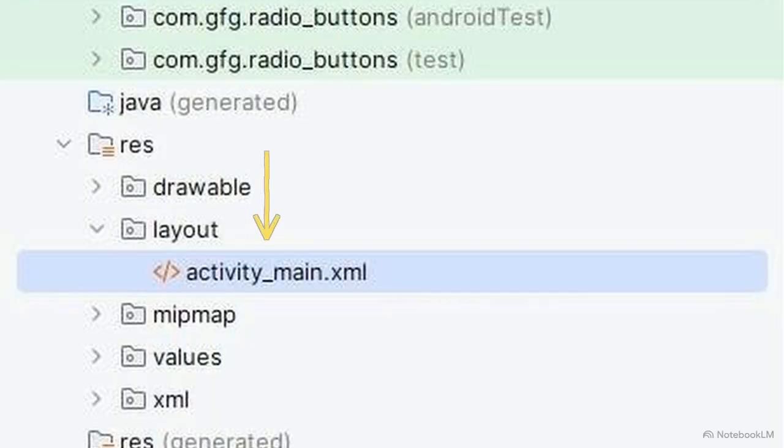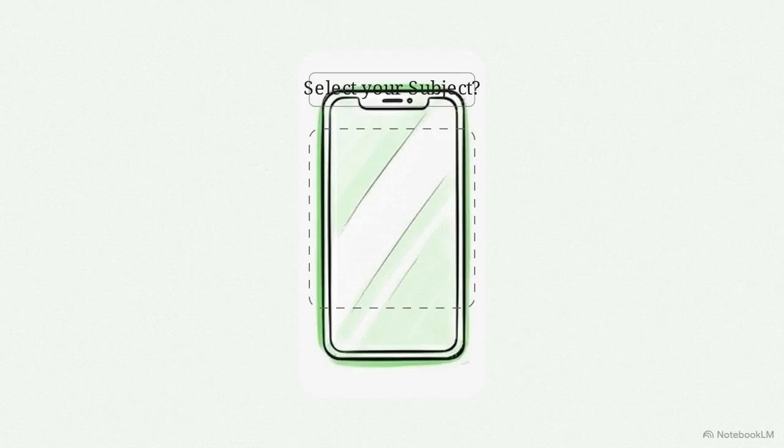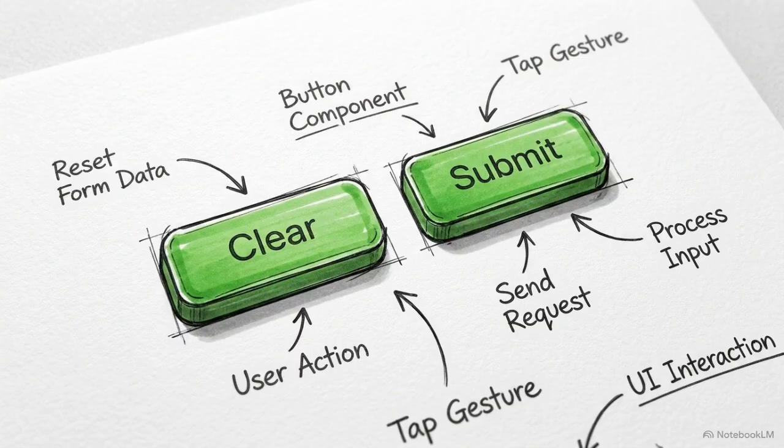We design our interface by opening the activity_main.xml file. This acts as the visual blueprint for everything the user sees. We start by adding a text view element to display our quiz question, followed by a radio group component to hold the multiple choice answers. When we add our individual radio buttons, they must be nested specifically inside that radio group. This structure ensures that a user can only select one answer at a time. To complete the user interface, we drop in 2 final interactive elements, a Submit button and a Clear button.